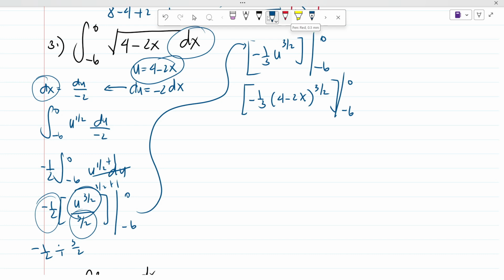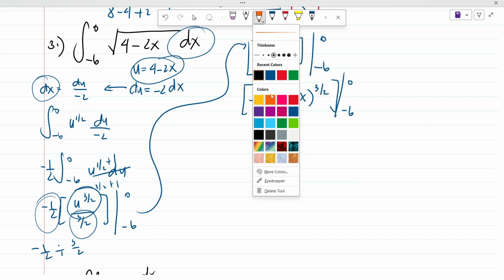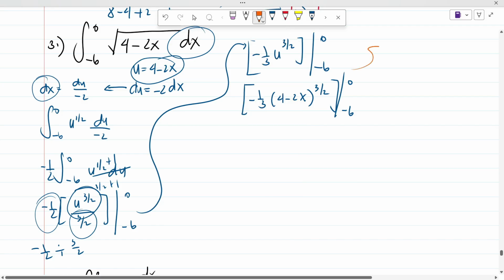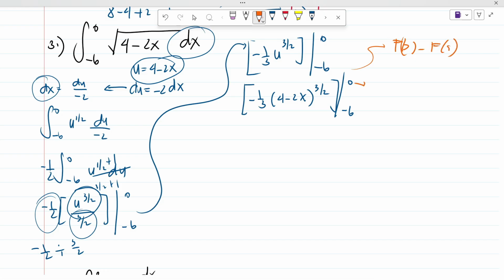So, FB minus FA. So, this will be represented as B and this will be represented as A. So, 0 minus negative 6. Gets?